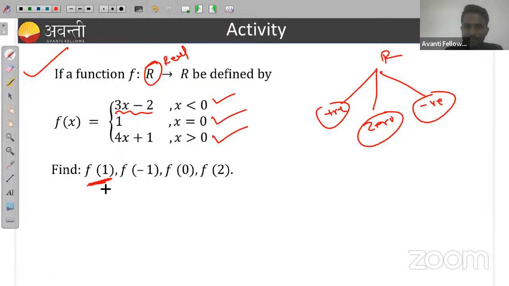F of 1: the input is positive, right? So we put the value 1 in 4x plus 1, and that will be 5. Similarly, f of minus 1: the input is negative, so you have to put it in 3x minus 2, which gives minus 3 minus 2, minus 5. F of 0 is exactly 1. F of 2: the value is positive here, so that will be 9. I hope these things are very clear.